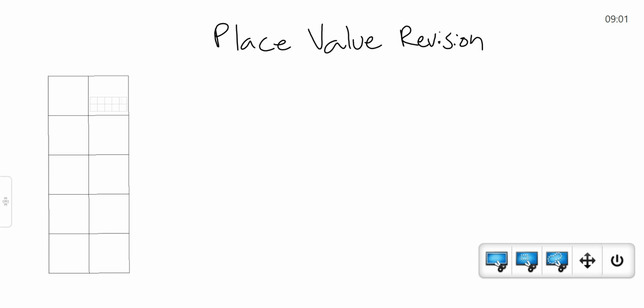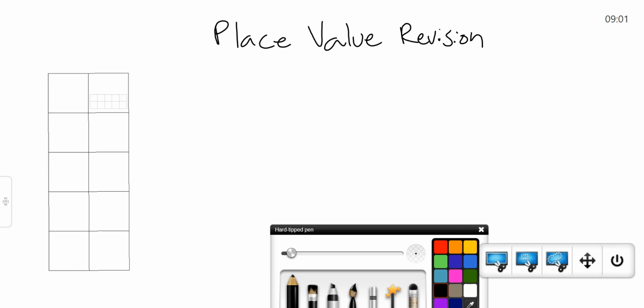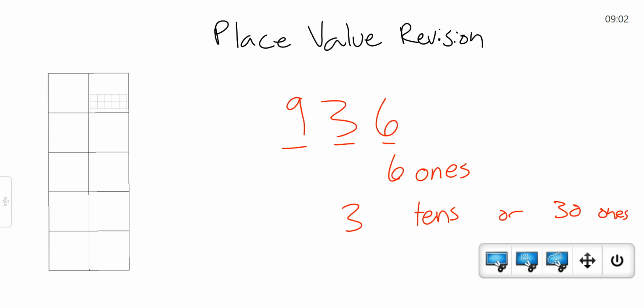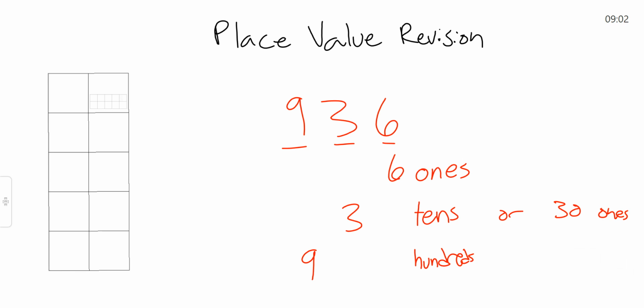If we look at a number like 936, each one of these numbers represents something different. The 6 tells us we have 6 ones. The 3 tells us we have 3 tens, or 30 ones. The 9 tells us we have 9 hundreds, or 900 ones. But how do we know that?